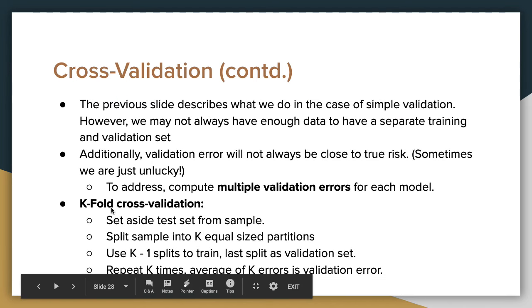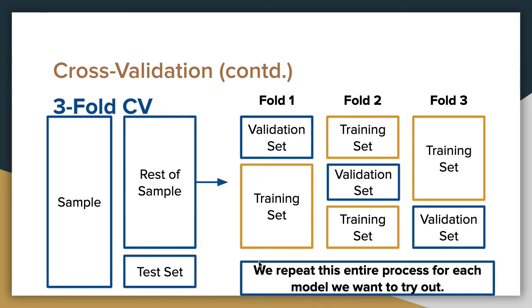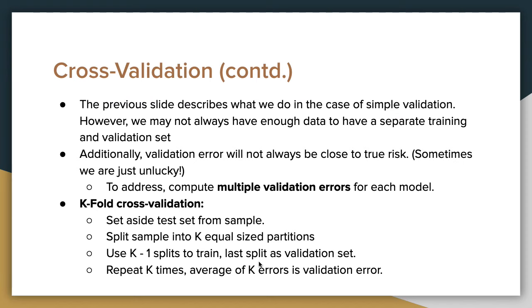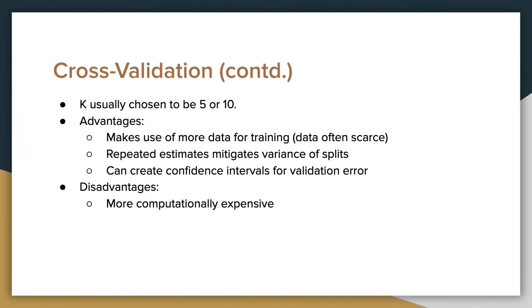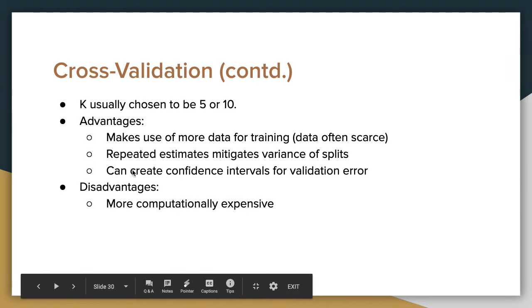And over here, you can see these steps. I hope they make sense to you now. I think it's probably easier to think of them in terms of the diagram, and then you'll see that the words match up to it. This is just a general overview. You want to pick K as 5 or 10 in general, but that's more arbitrary than a specific choice. These are some of the advantages with cross-validation.